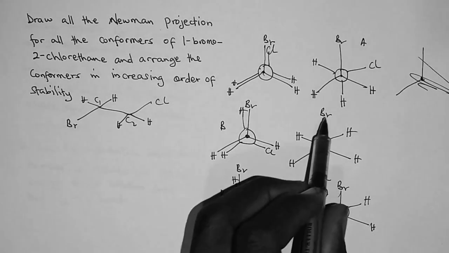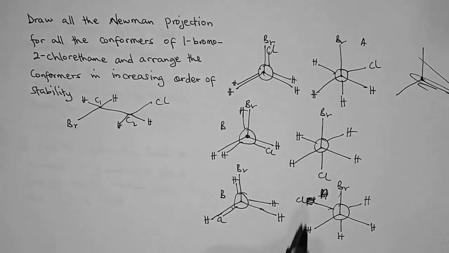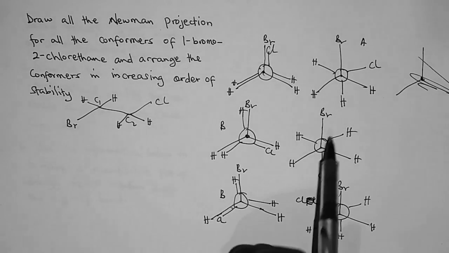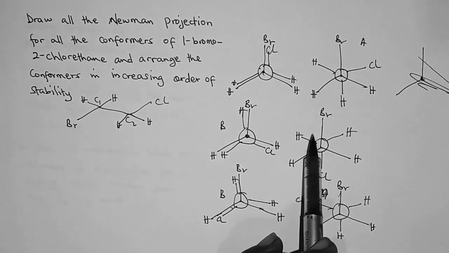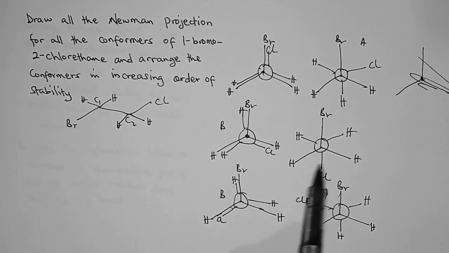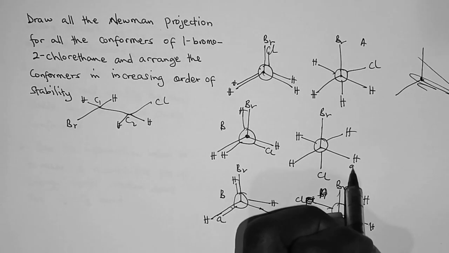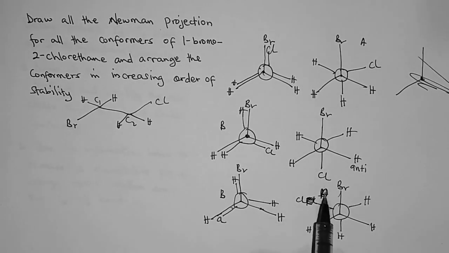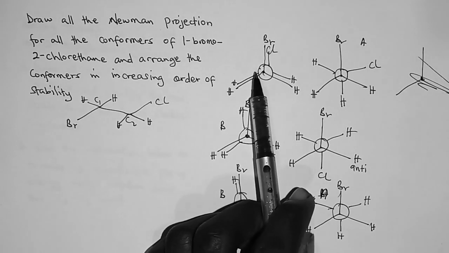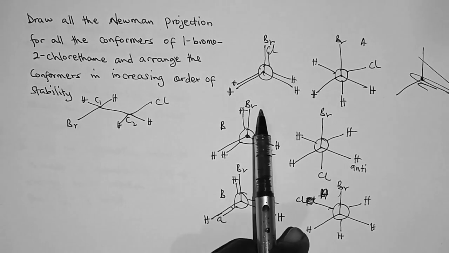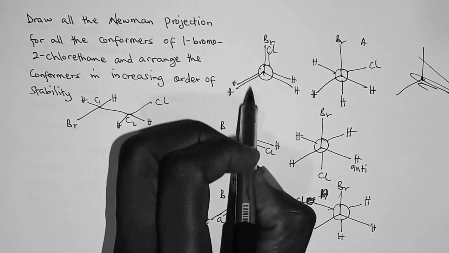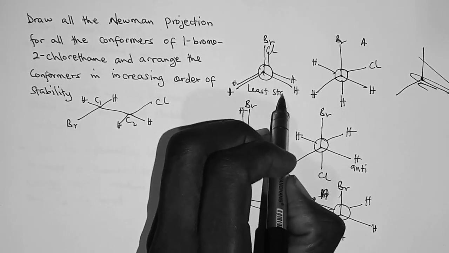So now you see that this is an anti conformer. It is anti because the most bulky groups are opposite each other. So the most bulky group on the first carbon is the bromine, and the most bulky group on the second carbon is the chlorine. If the two most bulky groups on the two carbons are opposite each other, then you have an anti-conformer. And this anti-conformer is the most stable. But you see, this is an eclipse conformer. And in this eclipse conformer, the most bulky groups are just beside each other. So this is the least stable conformer.